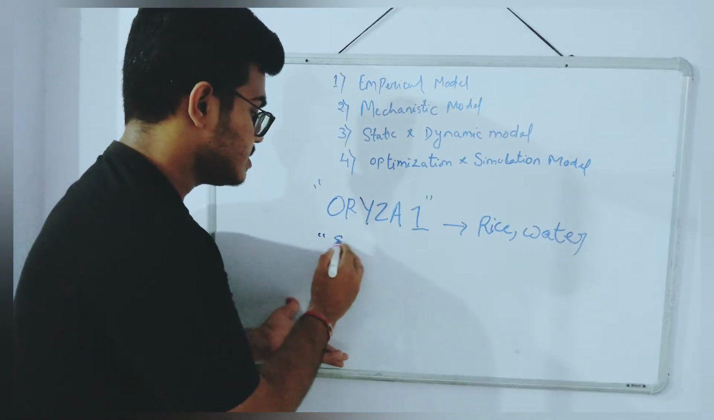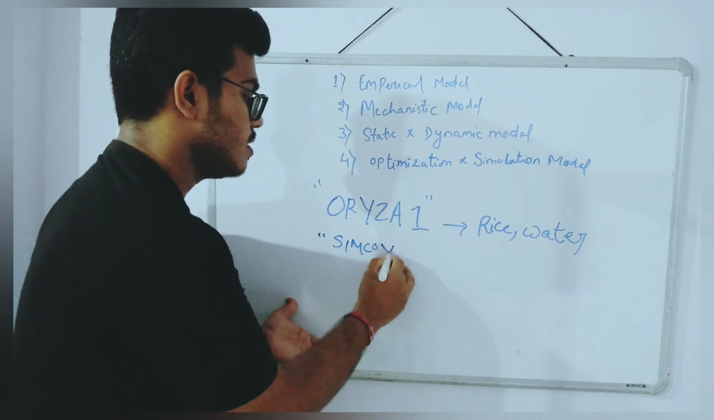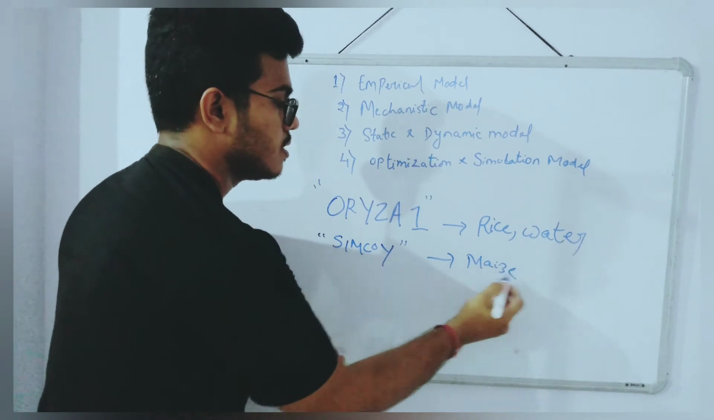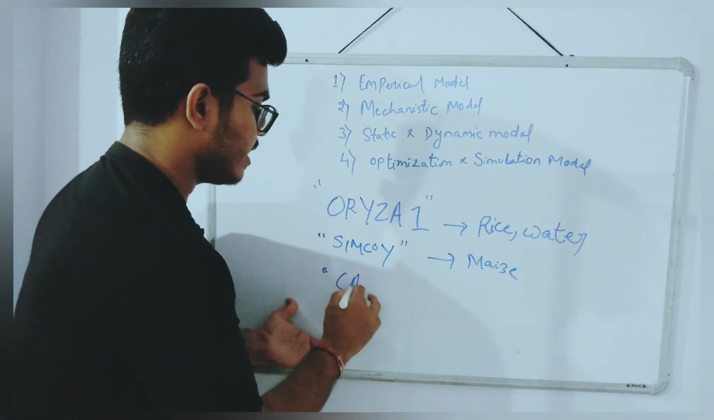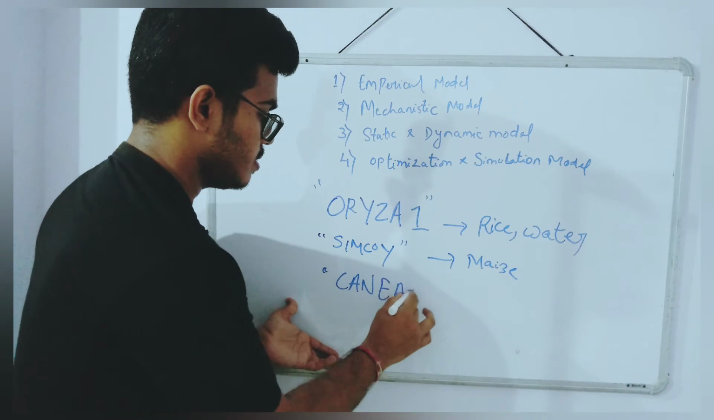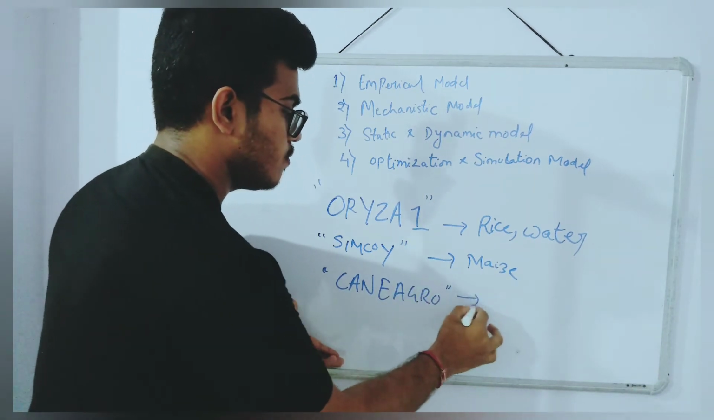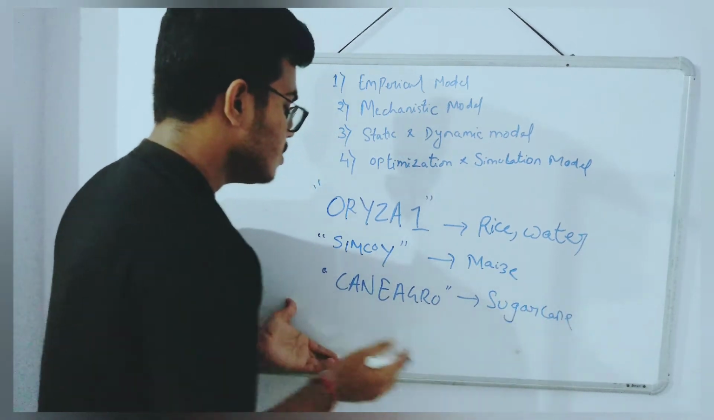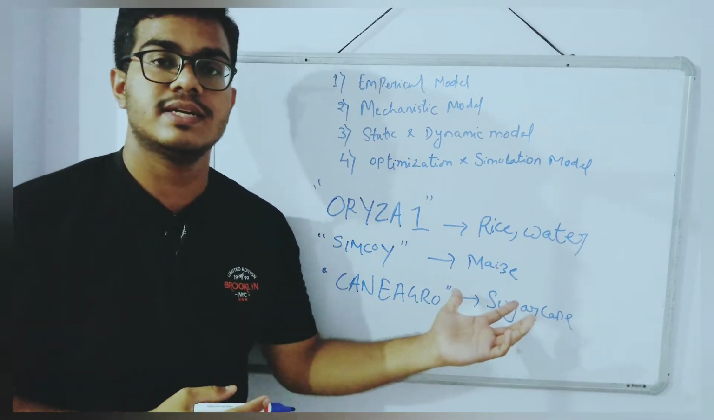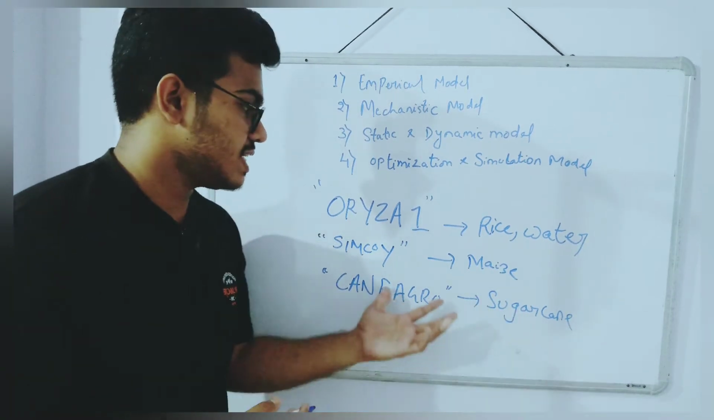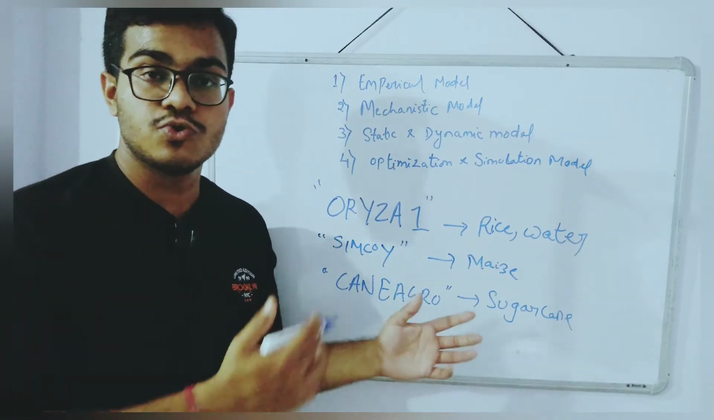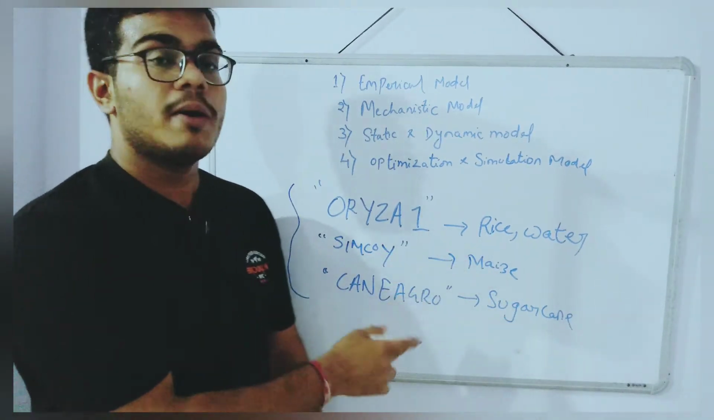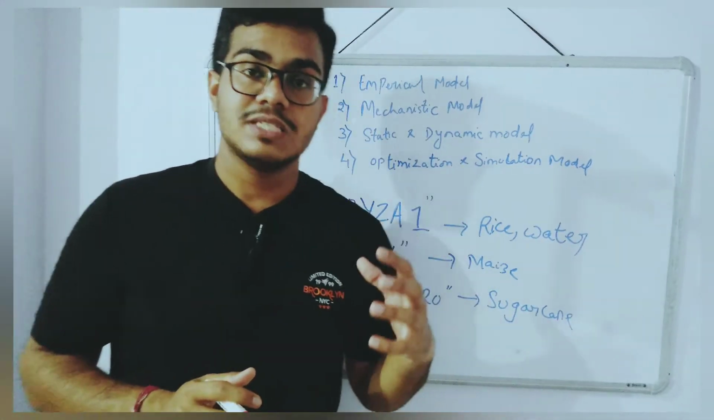One more is Simcoe, similarly for the maize crop. And one more is ScanAgro for sugarcane. This model helps in certain nutrient management or water management techniques in maize and sugarcane production or productivity. So these are different models which are named along with the crop and their management systems and management strategies.